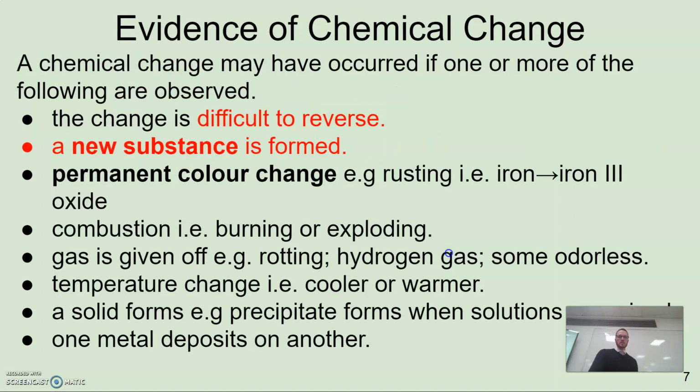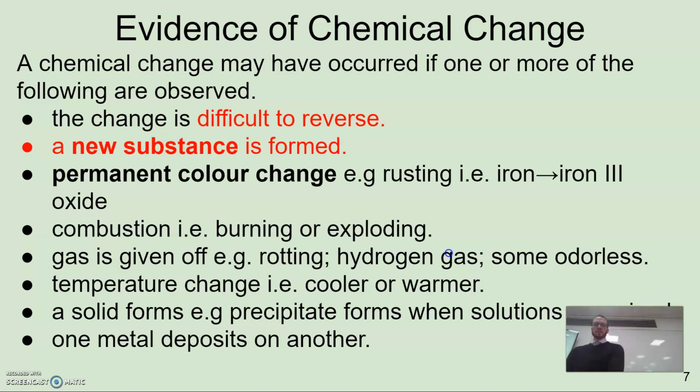That's all chemical change. Evidence of a chemical change: they're difficult to reverse, not impossible, but difficult. A new substance is formed. There's a permanent color change. So with a mixing of paint, although there is a color change, although it'd be difficult to separate into the different colors, it's not impossible. We could look on the molecular level and separate it physically into the different pigments.